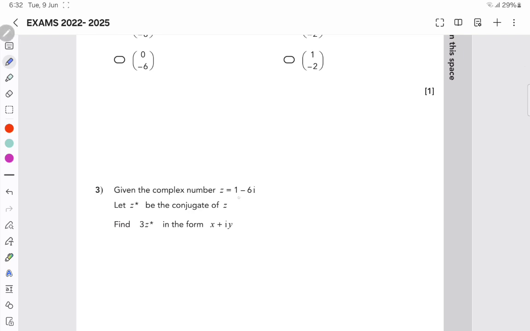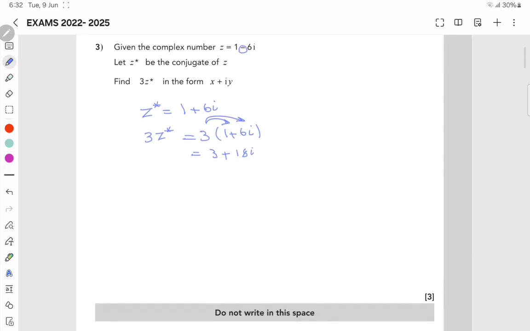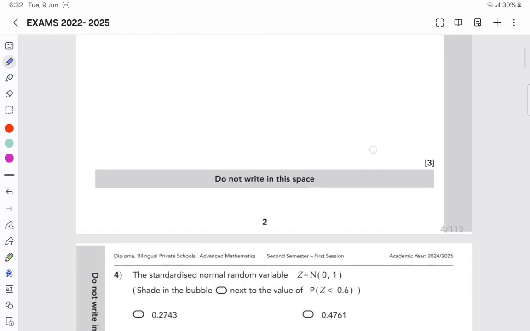Given the complex number z equals 1 minus 6i, let z conjugate be the conjugate. He talks about the conjugate, so we just copy it. The conjugate means we change the sign of the imaginary part. So if it's 1 minus 6i, the conjugate will be 1 plus 6i. Now, find 3 times z conjugate. So just multiply 3 by the conjugate, which is 1 plus 6i. 3 times 1 is 3. 3 times 6 is 18i. Expanding only, and that is the final answer. You get 3 marks. Next question.